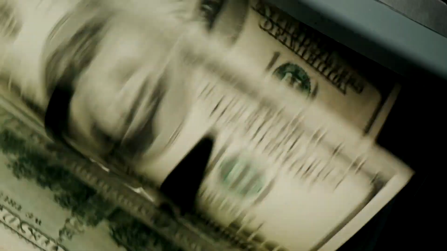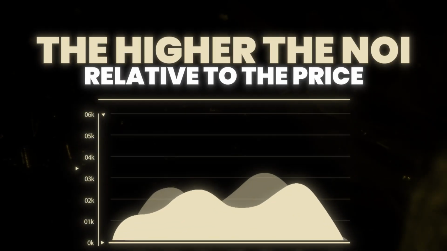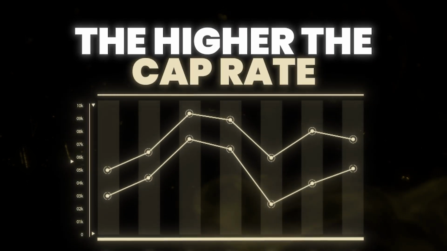Cap rates are like a financial crystal ball, giving investors a glimpse into a property's potential returns. But how does it work? Think of cap rate as a ratio. It compares a property's net operating income, or NOI, to its purchase price. So the higher the NOI relative to the price, the higher the cap rate. But remember, cap rates aren't created equal. Factors like location, property type, and market conditions can all significantly influence them. A prime location might have a lower cap rate due to a higher demand, while a property in a less desirable area might have a higher cap rate to compensate for the risk.